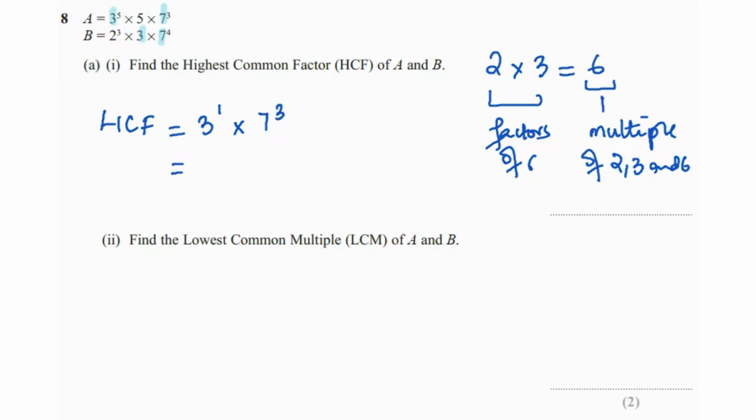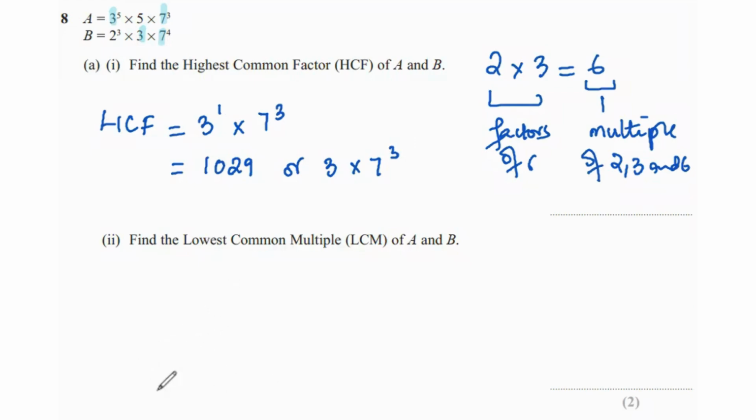Now they want the highest common factor, just as the highest common factor, they didn't specify that we have to write it as a product of prime numbers. So what we can do is we can multiply 7 to the power of 3 by 3, which is equal to 1029. If you want to leave it as it is, you can leave it as 3 times 7 to the power of 3 as well. Both ways your answer would be correct.